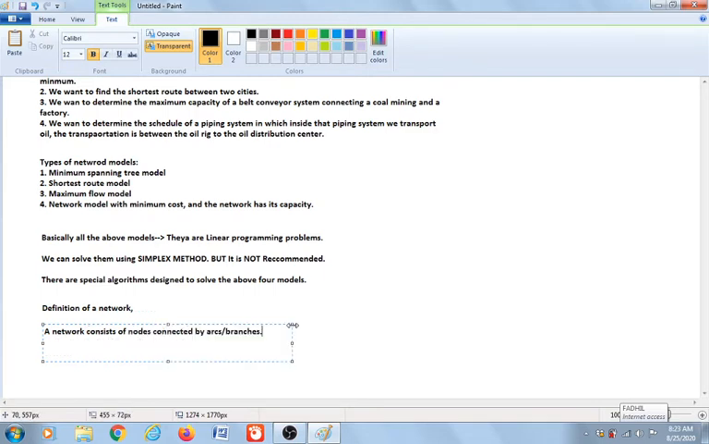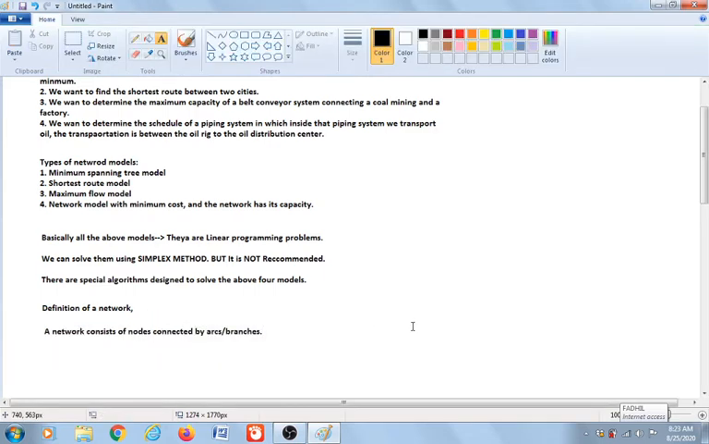Okay. I will give you an example of a network. So we will draw a network. In order to present a network, we need to draw that network. So a network consists of nodes. So let's say that we have 1, 2, 3, 4, and 5. So those are the nodes.